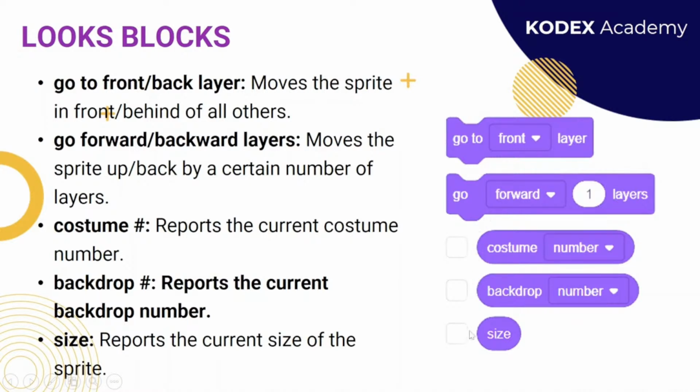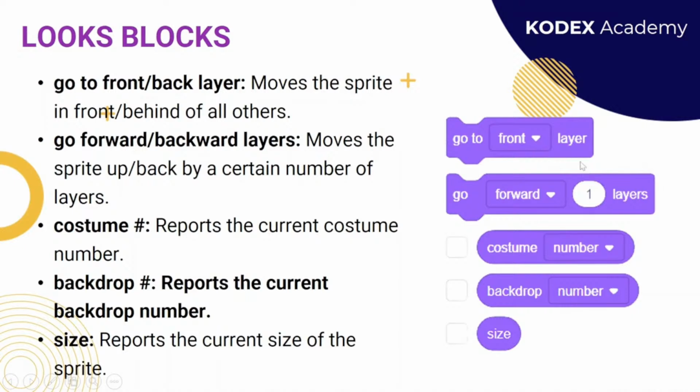And these three are for when you want to see the costume number of your sprite, which backdrop is visible in the current state on your screen, and what is the actual size of your sprite. Once you click on this square, it will automatically appear on the screen and you can see which costume is visible right now, what the current background is, and what the size of your sprite is.